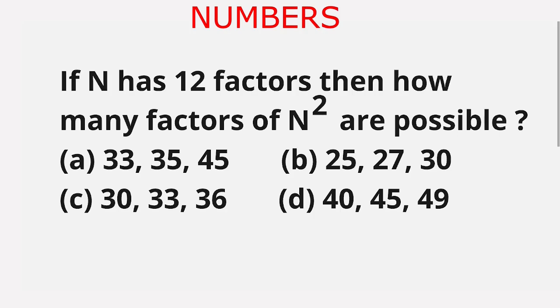Our question is, if n has 12 factors, then how many factors of n square are possible? The given options are option A 33, 35, 45. Option B 25, 27, 30. Option C 30, 33, 36. Option D 40, 45, 49.